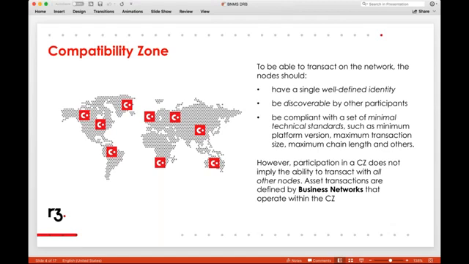Yeah, thanks, Mike. Before we do that, can I double check that I understood it correctly? It says here the nodes have a single well-defined identity and are discoverable. Am I correct in understanding that this means the compatibility zone must agree on who the network map is, or where we find the network map, and who the doorman is? Yeah, so the compatibility zone defines a group of services plus the technical parameters which everyone is agreed on. Okay, yes, the answer is yes to both.